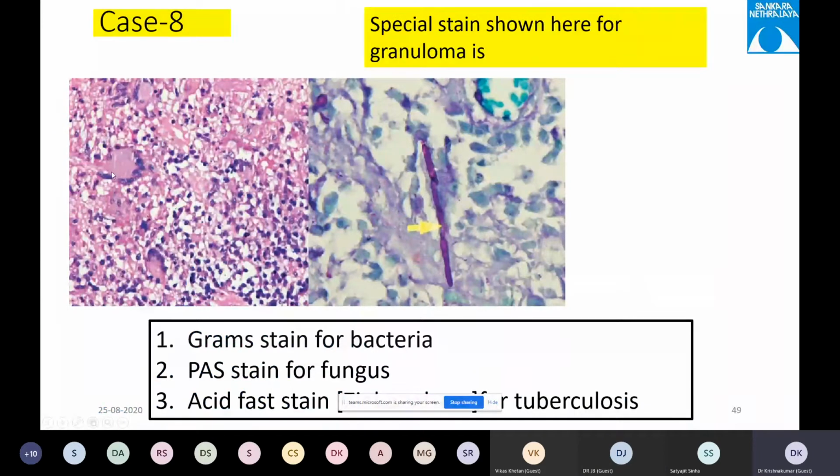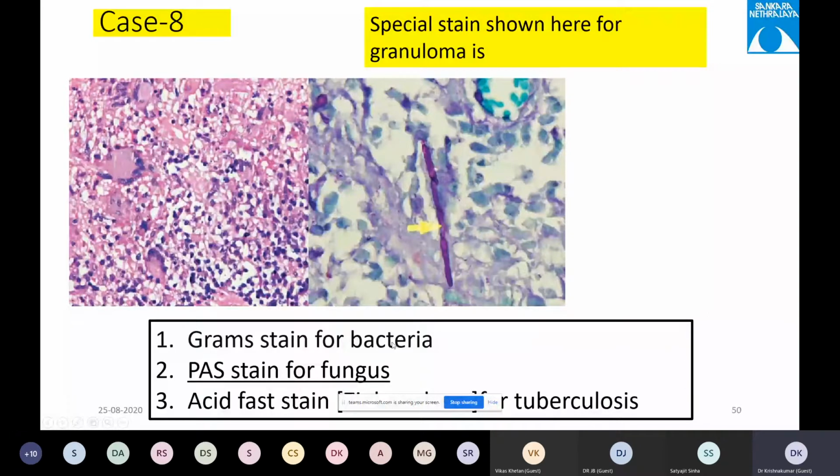Next, you see one more granuloma. You find a lot of granulomas. And what is this? You see some filamentous-like structure, and you see some pinkish stain. Is it a gram stain? Is it a PAS stain? Or an acid fast stain? This is PAS stain.